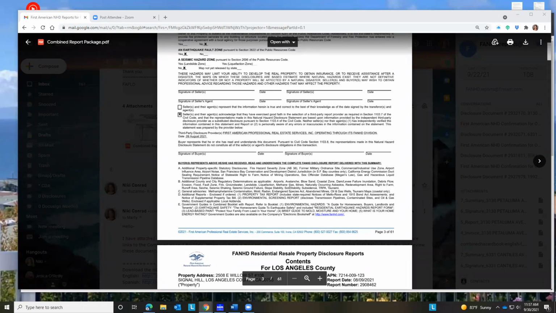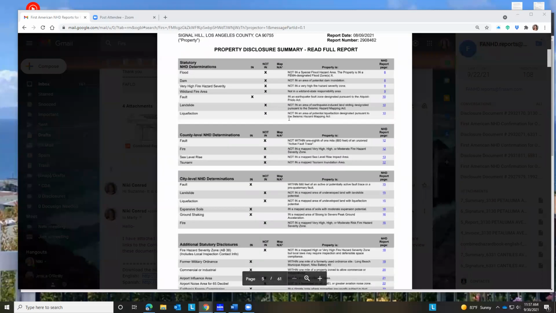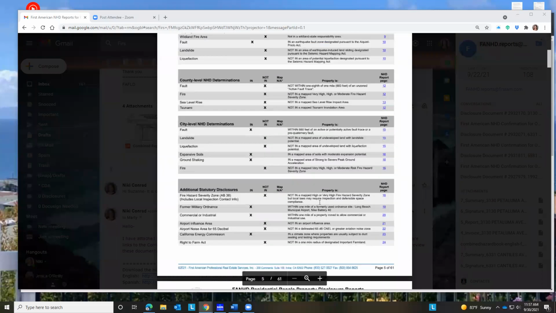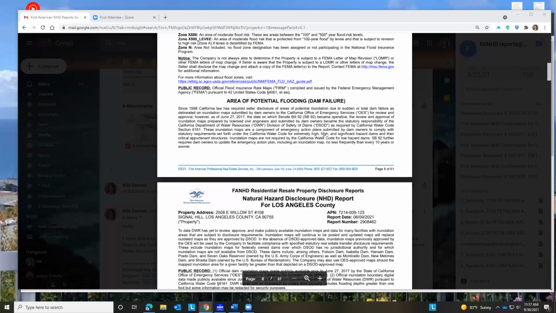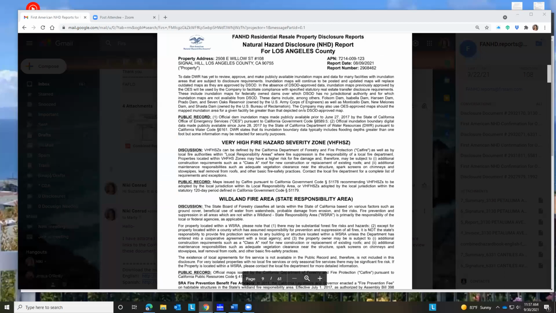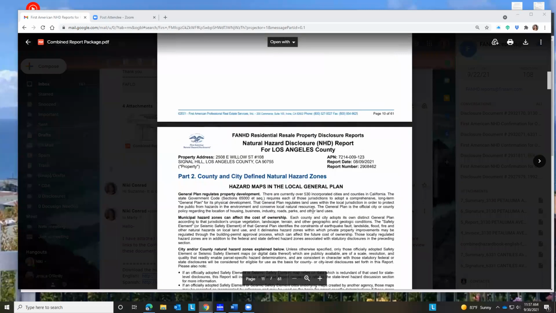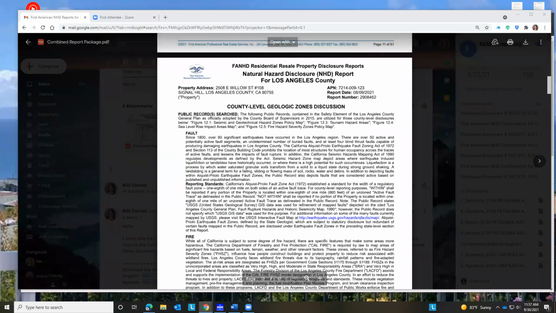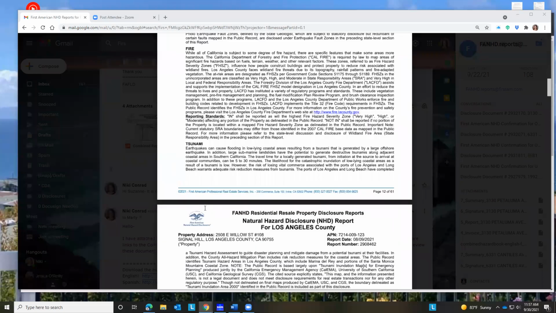Give me 1 second. Okay, the NHD report then goes on to explain in more detail, and then it explains in even more detail. So if you guys have questions regarding the seismic hazard mapping, earthquake fault zone, it talks about geological zones, fault zones, fire, tsunami zones. My house is in a tsunami zone. Sea level rise, other hazards, geotechnical hazards, floodplains.